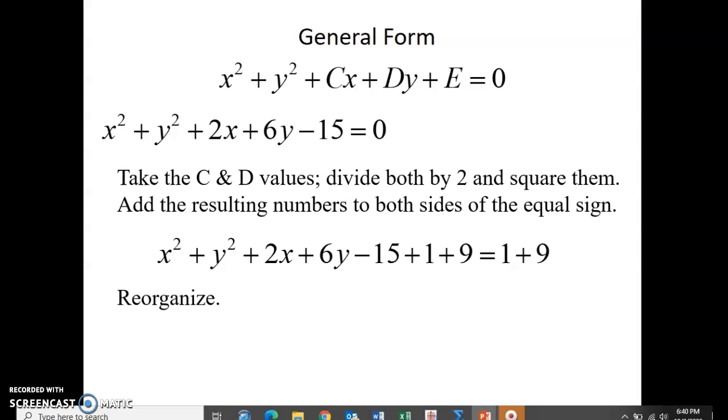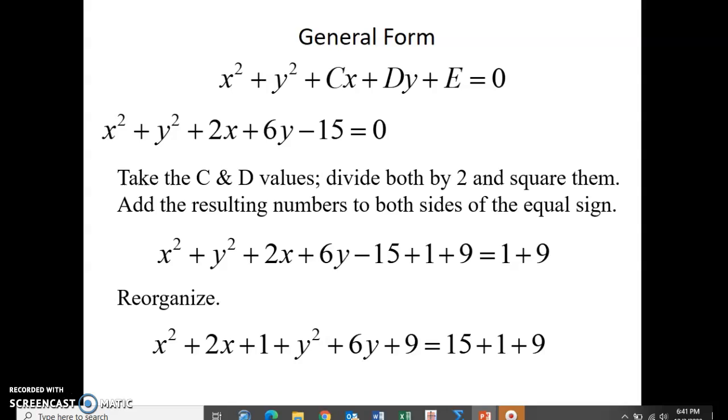So what we're going to do is put all the x values that belong to the x terms together, and then all the y values together as well. Now, those numbers that go with the x's include the 1, because we divided 2 by 2 and then squared it and got 1. And for the y's, that includes that 9 on the end of our equation before the equal sign, because we took 6 divided by 2 and got 3 and squared it and got 9. So it will look like this.